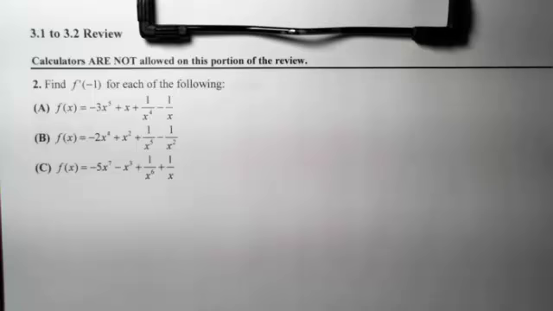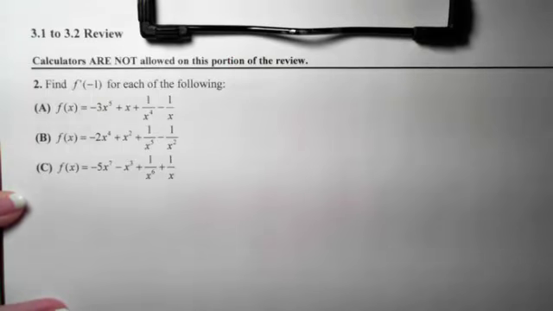This is the 3-1 to 3-2 review. Calculators are not allowed. Number 2. The instructions for each of these three is to find f prime of -1 for each of the following. So our goal is to take the derivative of each of these and then plug in -1.